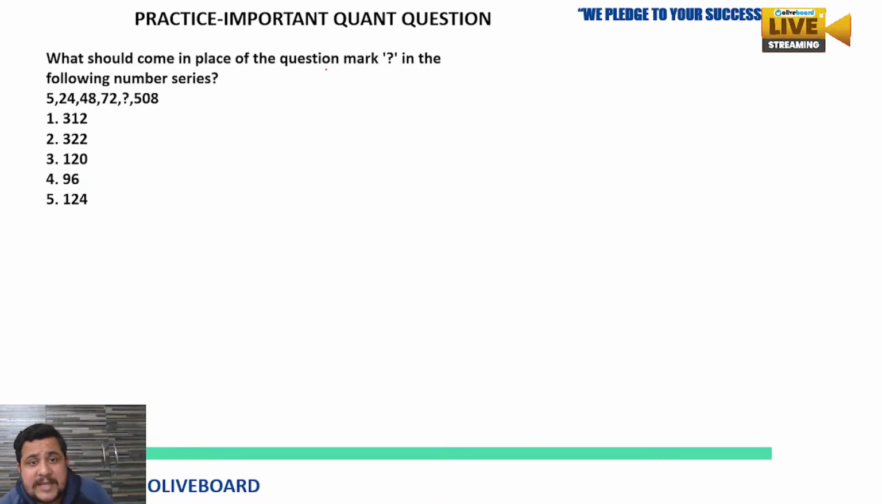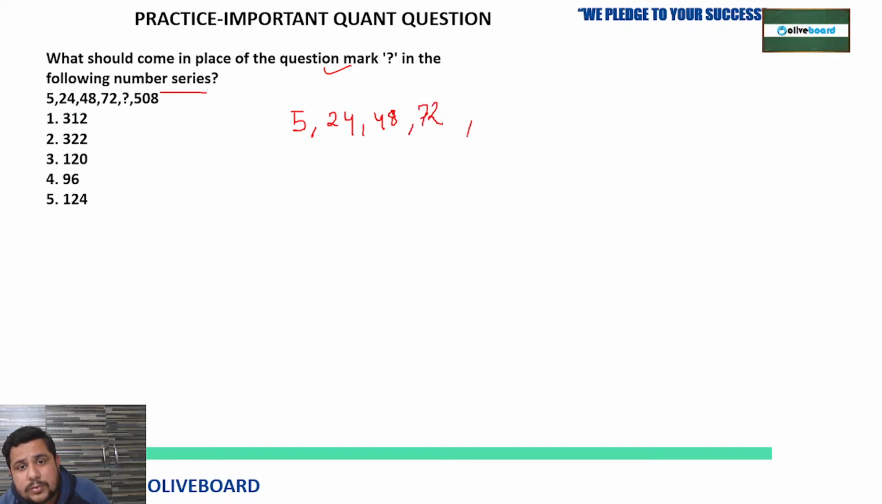What should come in place of the question mark in the following number series? Today, the series we are doing are of a good level. We are using a different kind of concept in these, with logic, so you will have a better idea. So 5, 24, 48, 72, question mark, 508.